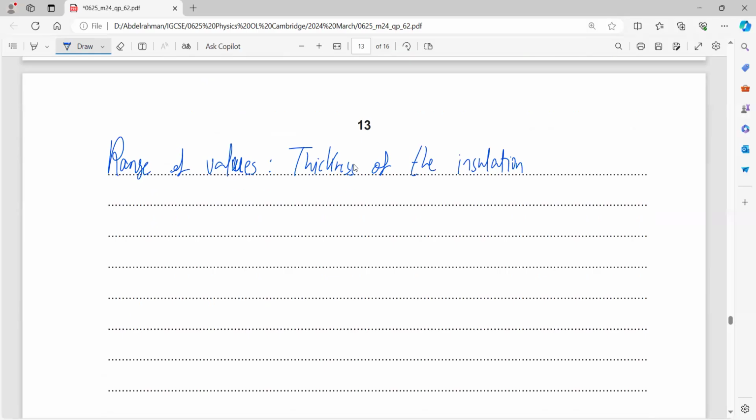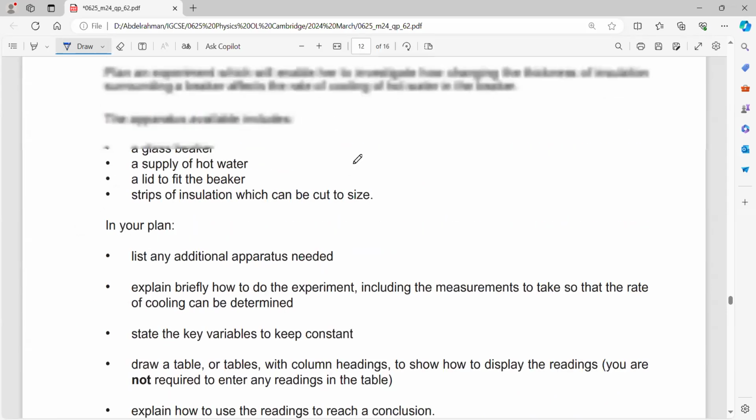And I'll write down 5 different thicknesses, such as 5 millimeters, 10 millimeters, 15 millimeters, 20, and 25 millimeters. Again, you have to use a suitable unit. You cannot write down 5, 10, 15, 20 centimeters and definitely not meters, but centimeters would be too thick for an insulation. 5 millimeters, 10 millimeters, 15, that's quite suitable for the thickness of an insulating material. These are the range of values that I will be using.